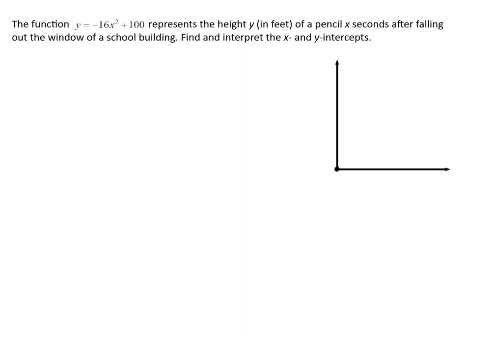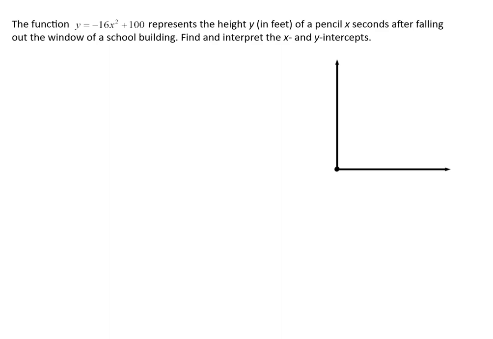Okay, this is problem number 1 that we did for our foldable. We have the function y equals negative 16x squared plus 100 represents the height y in feet of a pencil x seconds after falling out of the window of a school building. Find and interpret the x and y intercepts.